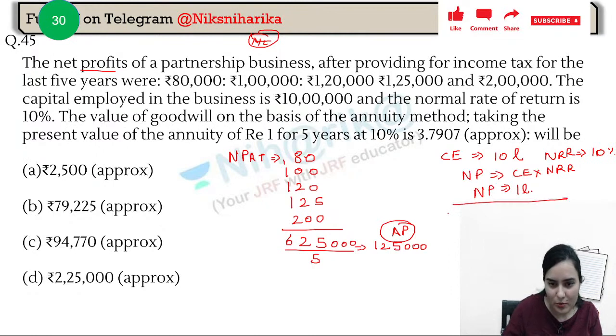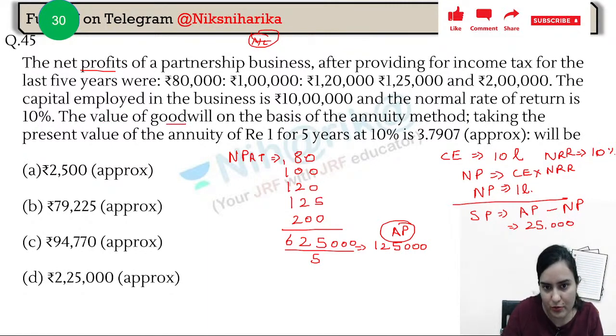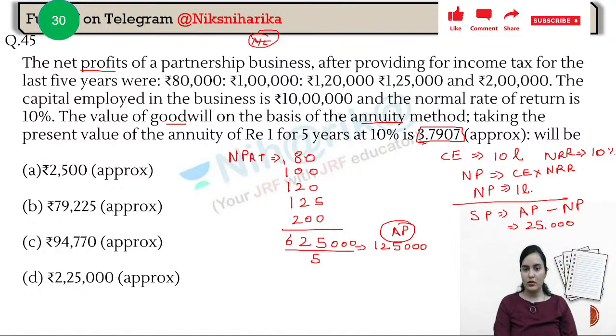So now what is the supernormal profit? Supernormal profit will be our average profit, which is over and above the normal profit of the industry. That is 25,000. Okay, I got it. Now what is given? Number of years of purchase is given. Find the value of goodwill, find supernormal profit on the basis of annuity method. Annuity means per annum method. Taking the present value of the annuity for the year at 10% is 3.79. NTA is so kind that they have given the number also, so that we should not calculate for every single year at 10%.